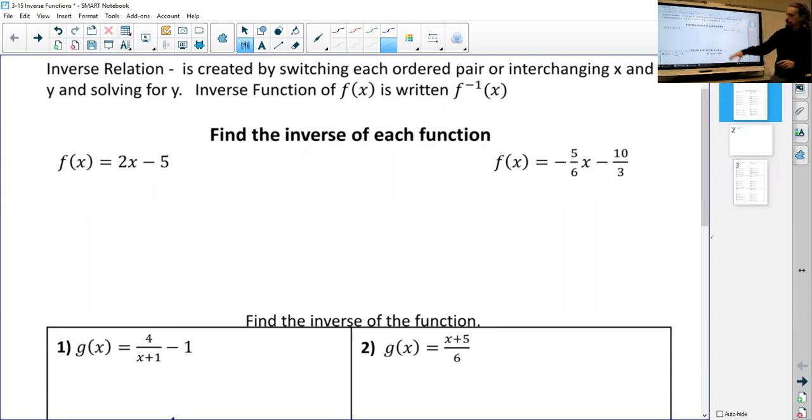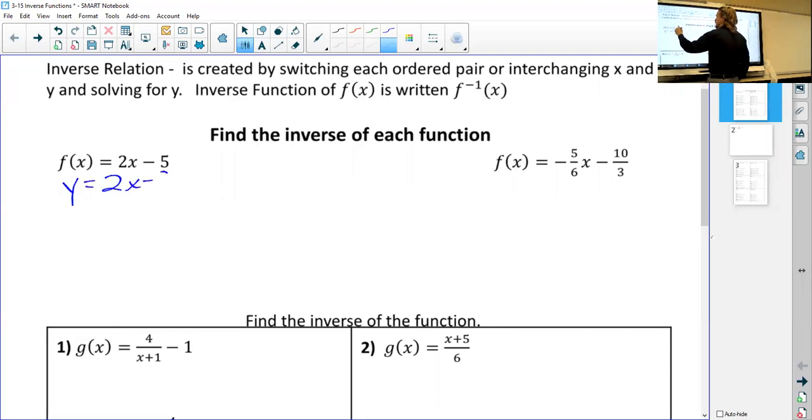Okay, so we have f of x equals 2x minus 5. To find the inverse of that, our first step is we're going to rewrite it. Instead of f of x, we're just going to call it y. So y equals 2x minus 5, nothing fancy there. Then to do the inverse, you take all of your x's and y's and flip them around. Anywhere you had a y, you put an x; anywhere you have an x, you put a y. So the inverse of this, we would say x equals 2y minus 5.